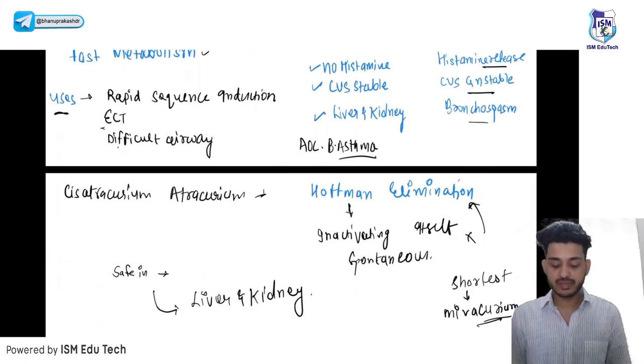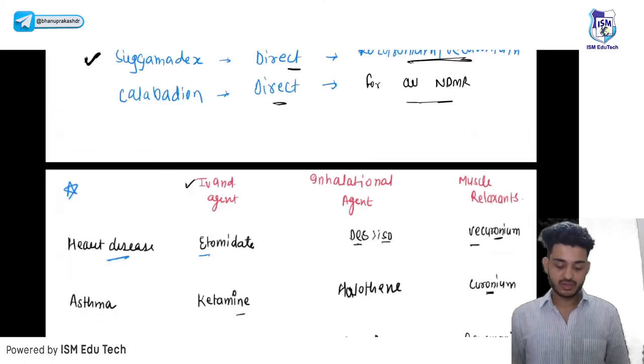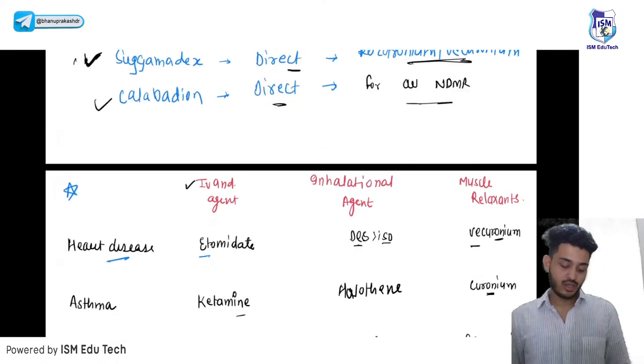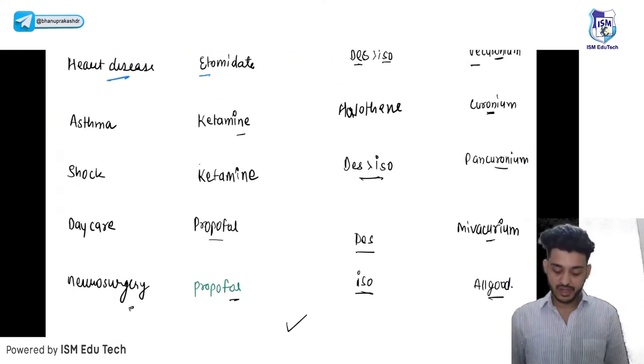Muscle relaxants: depolarizing, non-depolarizing, steroidal and benzylisoquinolines. Atracurium degradation, and sugammadex is the reversal agent, and calabash. These are the questions that we have done.